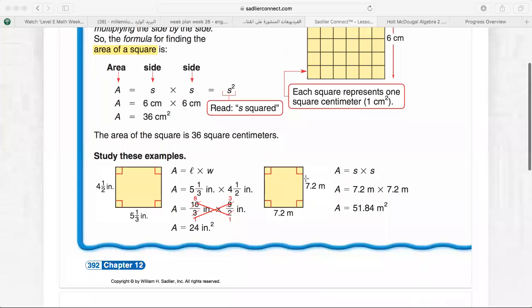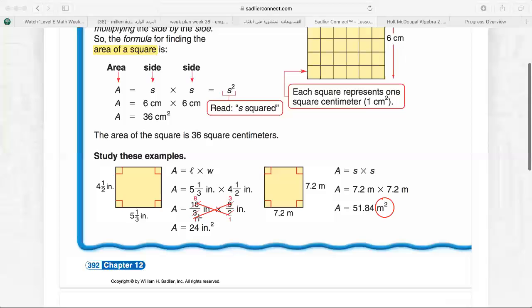Okay, girls? Then you have here the square on the right. Its side is 7.2. So the area of the square is side multiplied by side. So the side is 7.2 and the other side is 7.2. So you're going to multiply using decimals. So it is 51.84 squared. Don't forget, please, girls, to write the unit and to write squared over it.